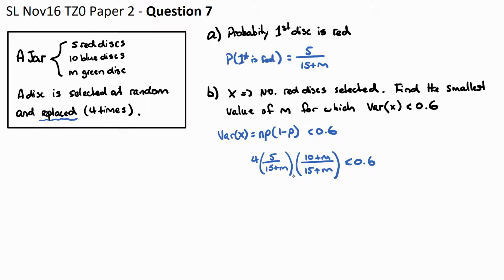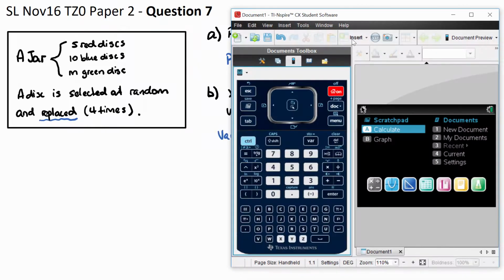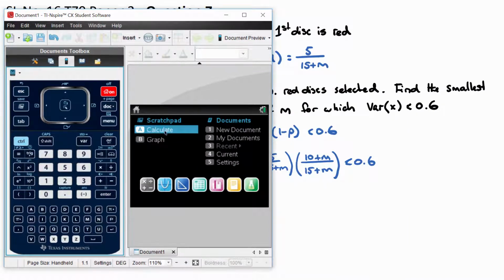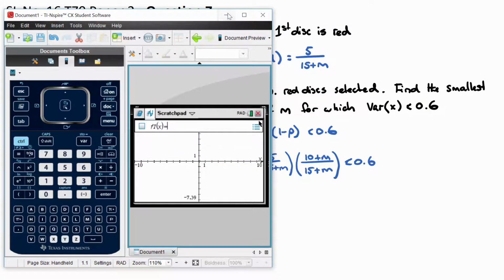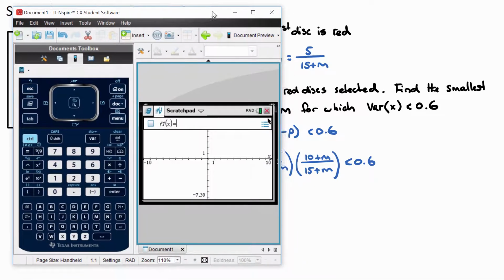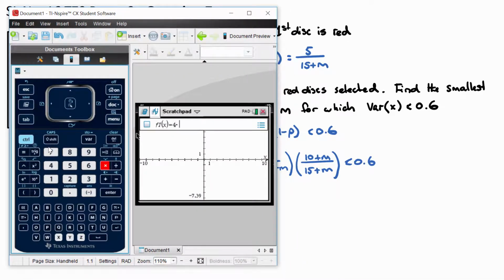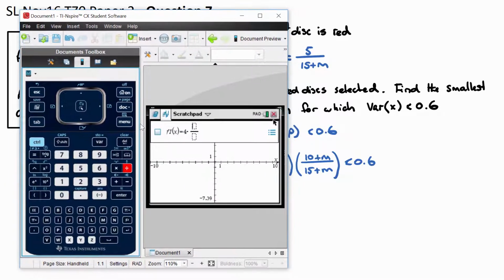I'm going to use my calculator and I'm going to graph it. So let's get our calculator out, and let's go to our graph. Let's type this in. It's going to be 4 multiplied by 5 over 15 plus x. I'm going to use x instead of m, just because my calculator is used to using x's, and then multiplied by another fraction, and it will be 10 plus x over 15 plus x.